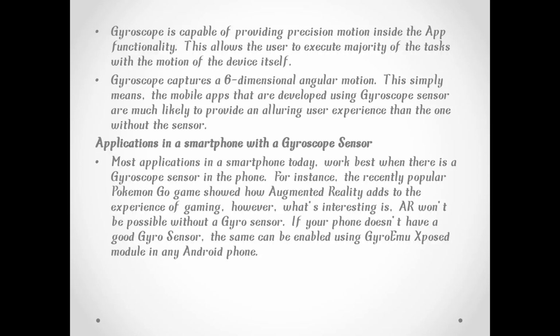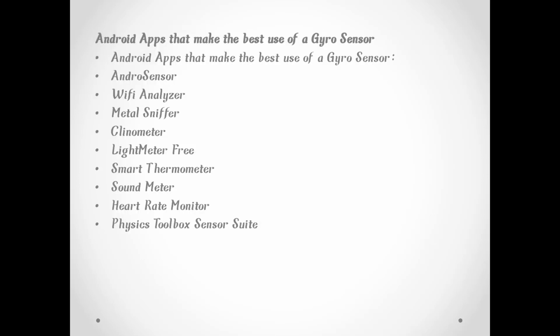Applications in a smartphone with a gyroscope sensor. Most applications in a smartphone today work best when there is a gyroscope sensor in the phone. For instance, the recently popular Pokemon Go game showed how augmented reality adds to the experience of gaming. However, what's interesting is AR won't be possible without a gyro sensor. If your phone doesn't have a good gyro sensor, the same can be enabled using a gyro exposed module in any Android phone.